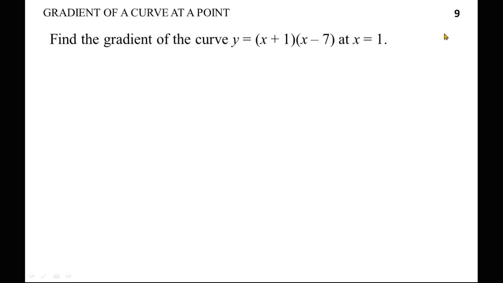Question number 9. Find the gradient of the curve y equals (x plus 1) times (x minus 7) at x equals 1. So here is the solution, or how to solve this question.